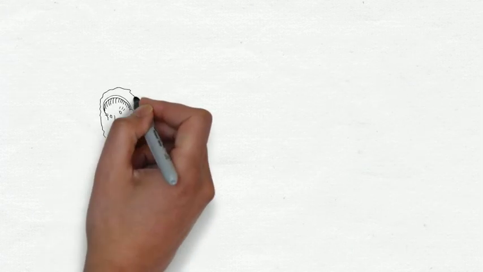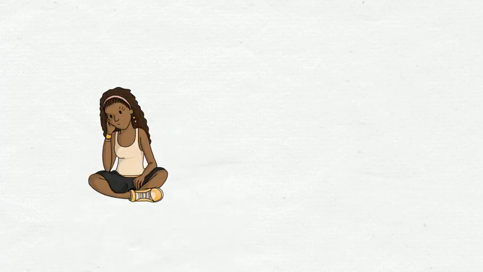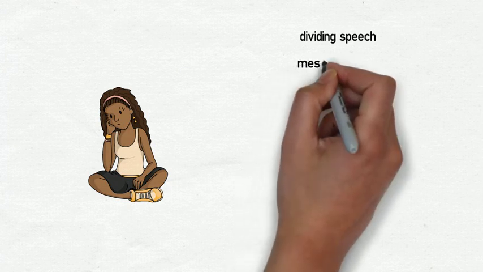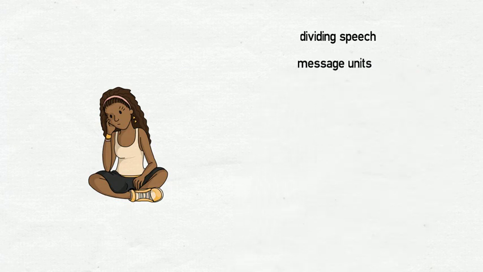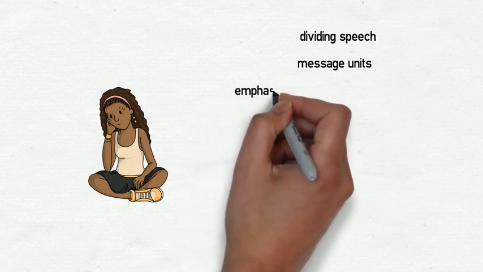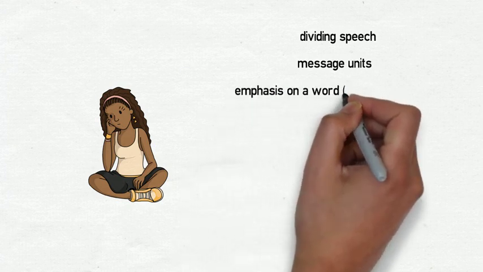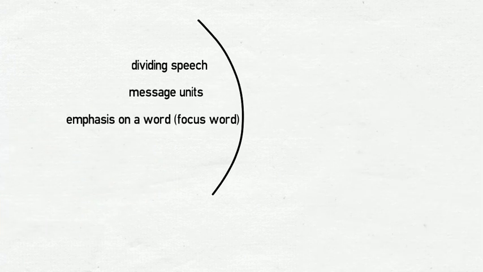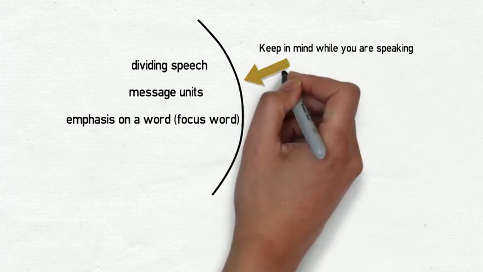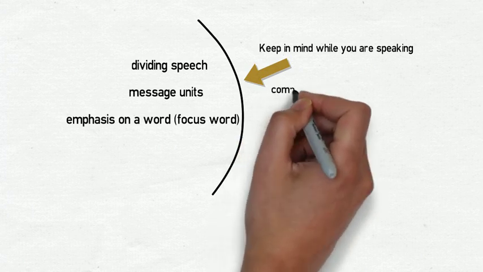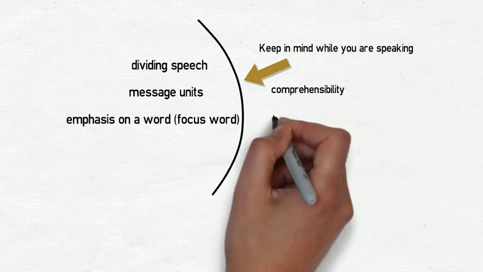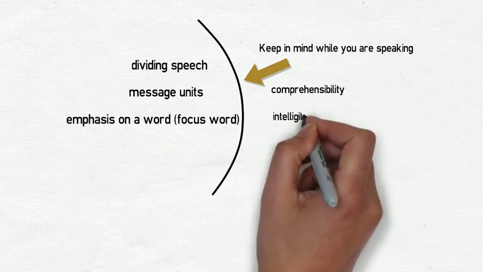So again, you can hear that I'm dividing my speech into these chunks or message units. And at the end of each one, there's one word that receives primary stress. There's other words in the message units that are also stressed, but not as much. And so keep these strategies in mind as you're speaking to increase your comprehensibility. And that, again, is making it easy for your listener to understand, and also your intelligibility, so that your listener can understand what you're saying and follow along easily.